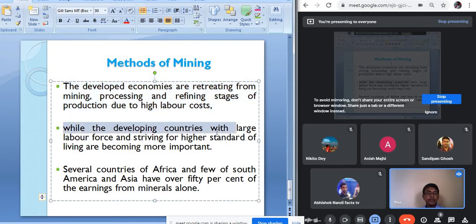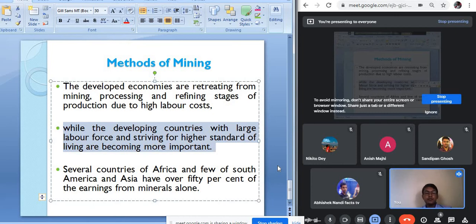Whereas you will find that most of the developing countries and the underdeveloped countries are carrying out these mining activities because they need more money for boosting their capital, for boosting the economy. So they are engaged in this kind of mining activity, they extract the minerals, and they sell them to other nations at a higher price, which helps in their economic development.